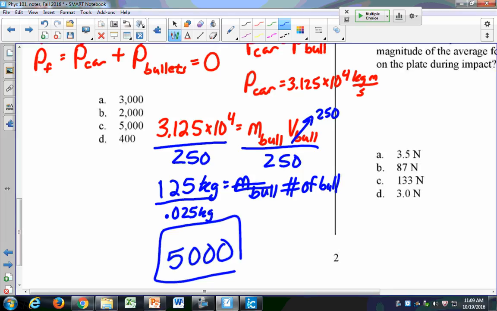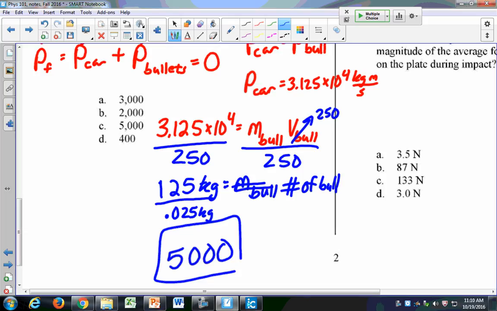So that last little part was a little bit different. But the first part is I find the total mass of the bullets, because I say my momentum is conserved. And then I just said, well, these two have to be equal because they add up to equal 0. And so I find the momentum of the car, because I know its mass and velocity, and set that equal to the mass and velocity of the bullets. But recognizing that this is the total mass of the bullets. Okay?